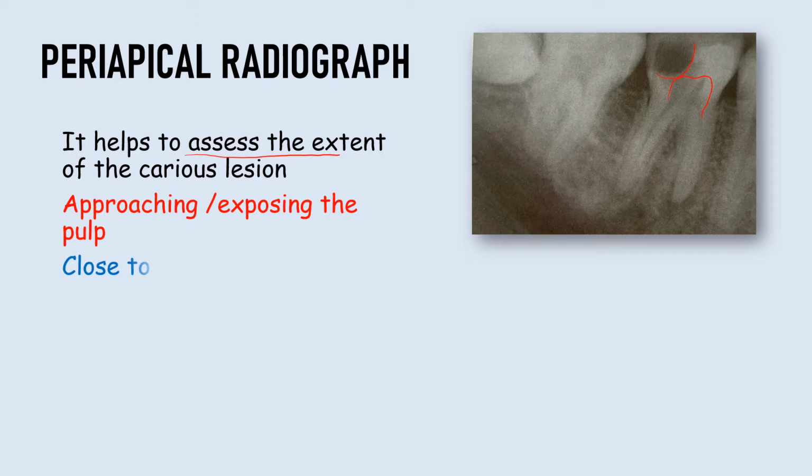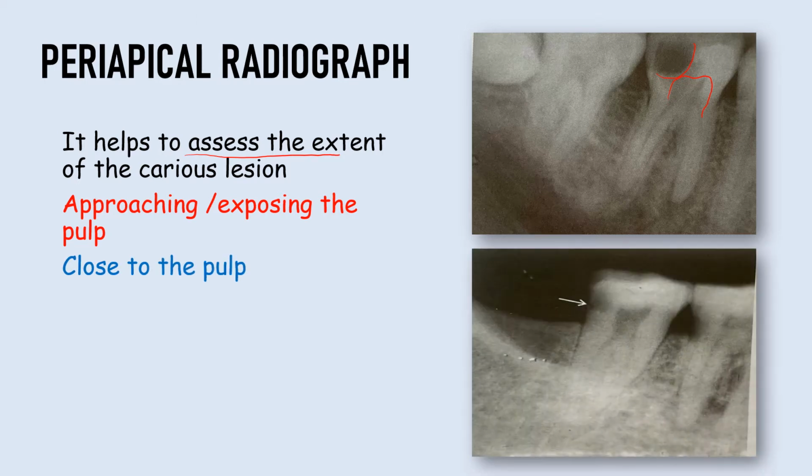Now, the second situation is that the lesion is close to the pulp. If you observe this radiograph, this is the outline of the pulp and this is the outline of the lesion. So, it is close to the pulp, but it has not approached the pulp. Here, you can manage it by the procedures of indirect pulp capping or direct pulp capping.